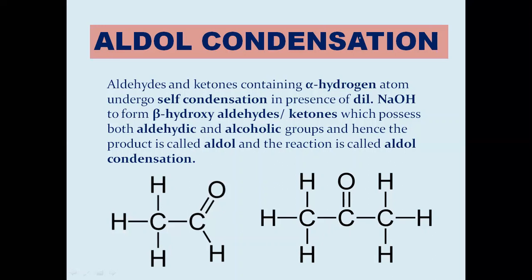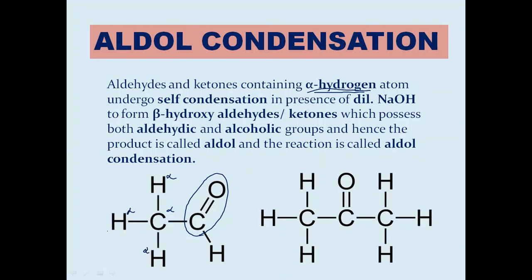So first of all, let me see the definition. Aldehydes and ketones containing the alpha hydrogen. So mainly we are considering this alpha hydrogen. First you need to know what is meant by alpha hydrogen. This is the carbonyl group, that is the CO group. C double bond O is the carbonyl group. The carbon which is attached to this carbonyl group is called the alpha carbon. The hydrogens which are attached to the alpha carbon are called alpha hydrogens. So all these hydrogens are called alpha hydrogens.